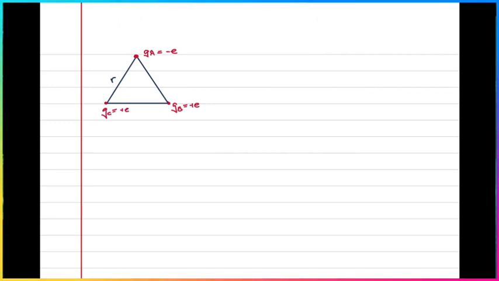And the question is, what is the force on Q sub A net? What's the net force on that top charge? And I would like to write it as a vector with components.